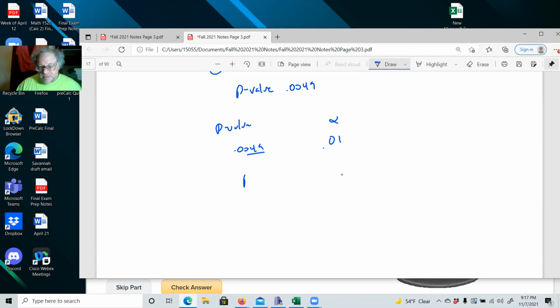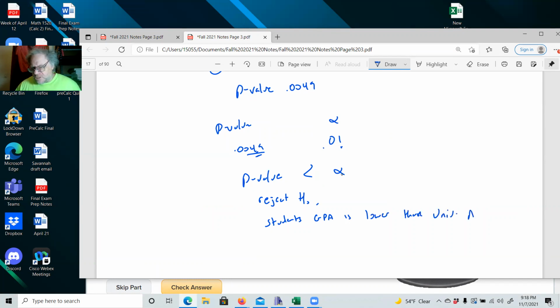So we're going to say p-value smaller than alpha. So we're going to reject the null hypothesis. Again, we got a lower value here. So there must be some alternative explanation as to why this is so low, not just by random chance. Okay, so reject H0. What does this mean? This means students' GPA is lower than university average. Okay, that's what we were asked to look at.